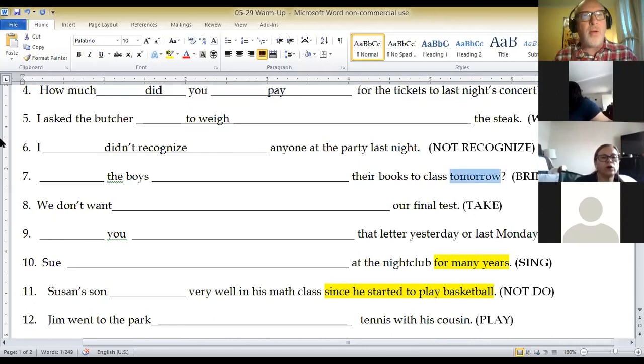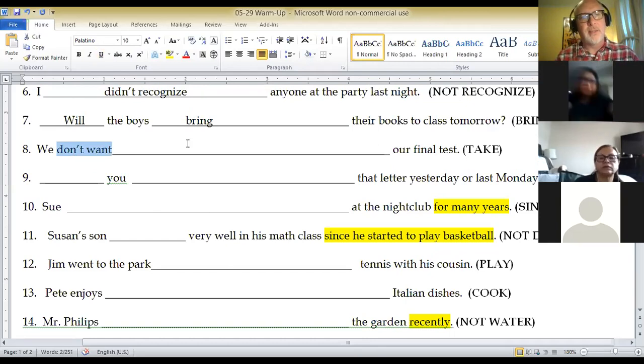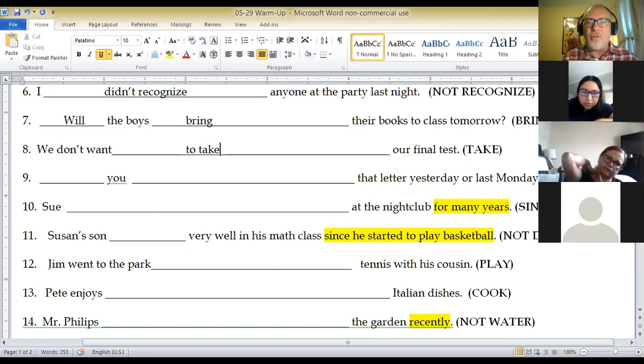future. So what do we say? Will. Sure. Will the boys bring their books, or are the boys going to bring their books? Both are fine. Maybe some of you are feeling this right now. We don't want. We don't want to take. To take, exactly. Remember, want to, need to, have to, all of those use infinitives.